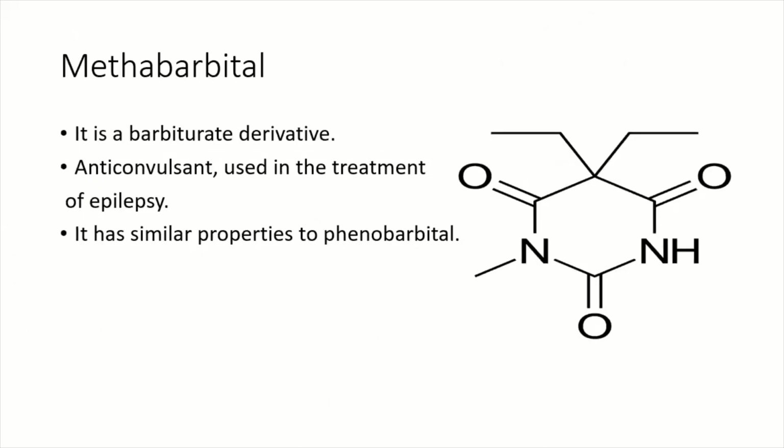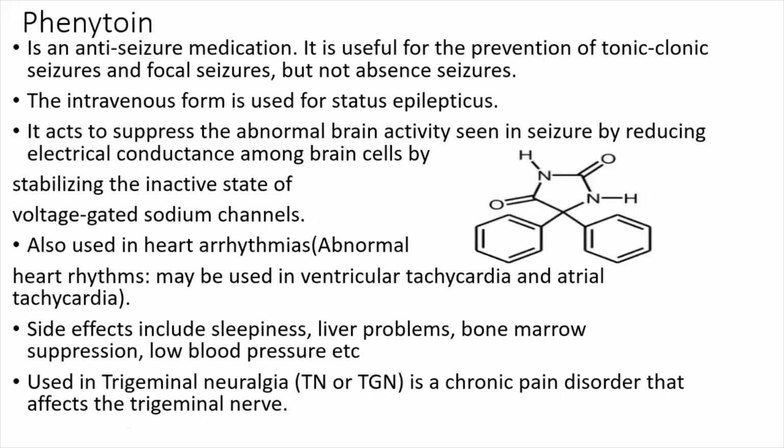Now methobarbitol, this is also a barbiturate derivative. It is an anticonvulsant which is used in the treatment of epilepsy. Here in the structure, you can see in the fifth position there are 2 ethyl groups, and in the first position there is a methyl group. That is the difference here. This particular drug has similar properties to phenobarbitol, so whatever uses we have discussed for phenobarbitol, you can write the same uses.